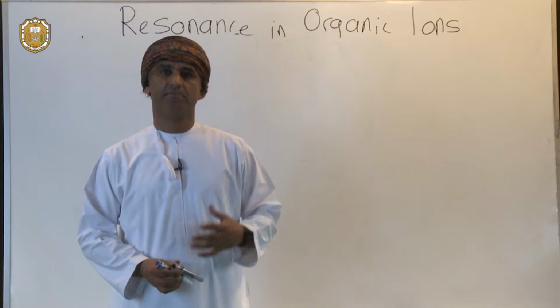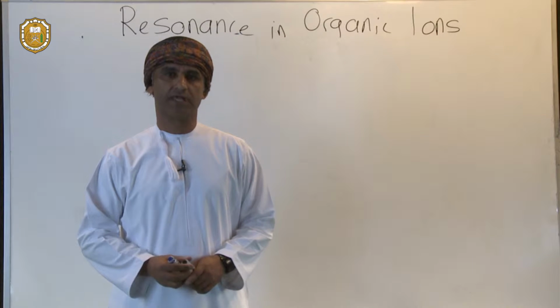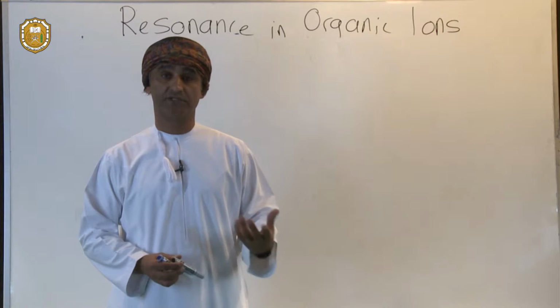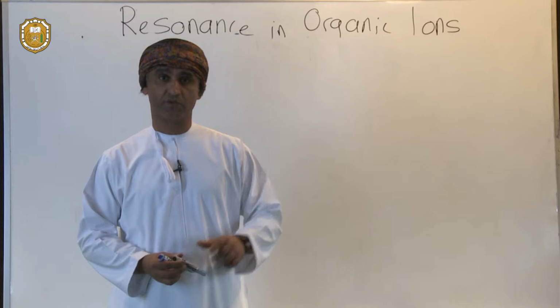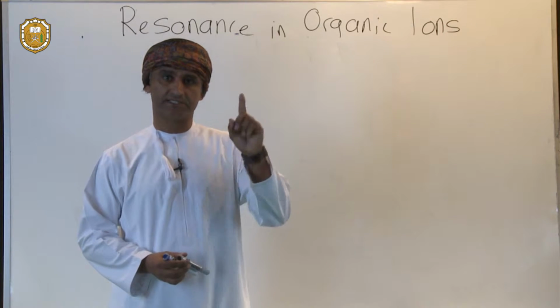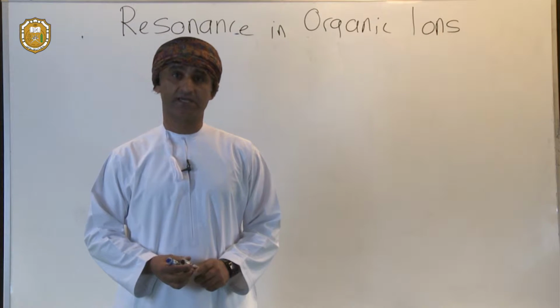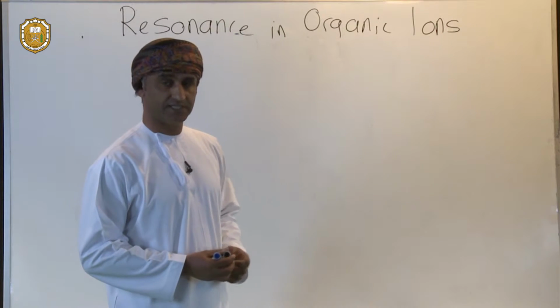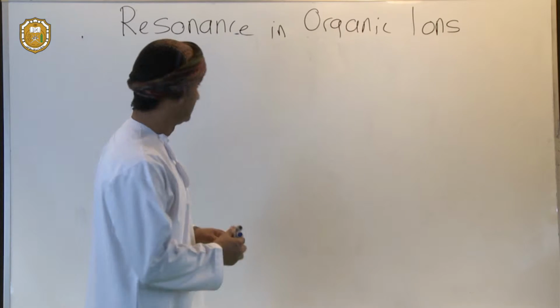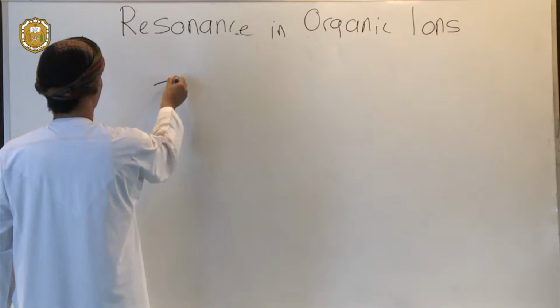Organic ions may not always be carbocations or carbanions. They can actually be radicals, where a carbon atom has a single electron. Let's take, for example, a benzylic radical to illustrate this idea of resonance in radicals. So this is a benzylic radical.